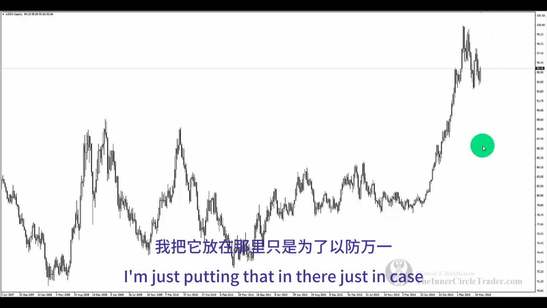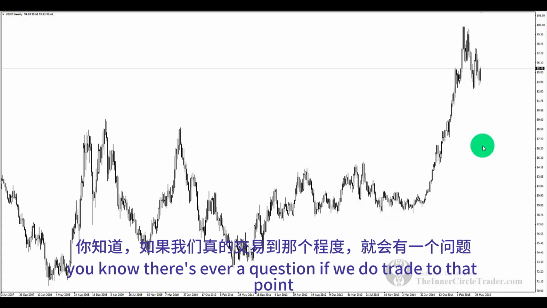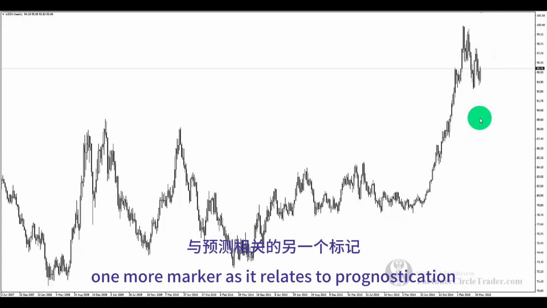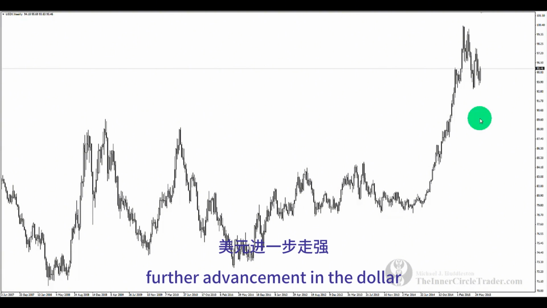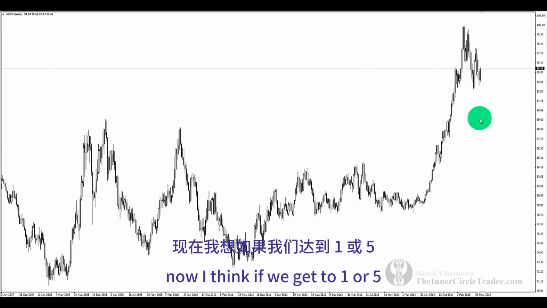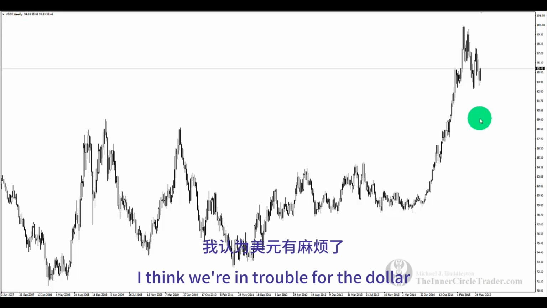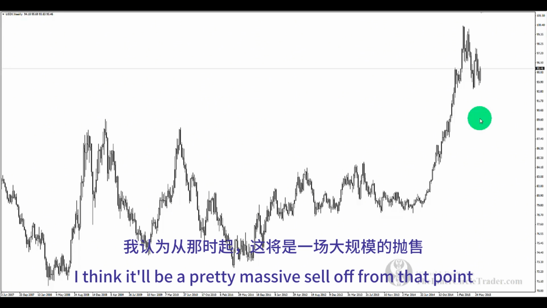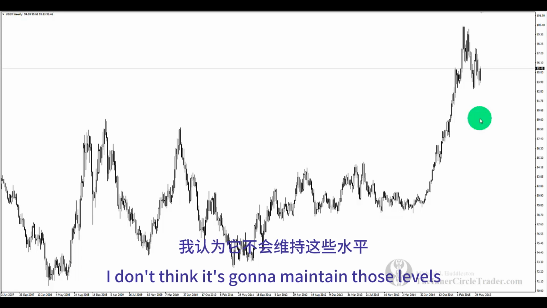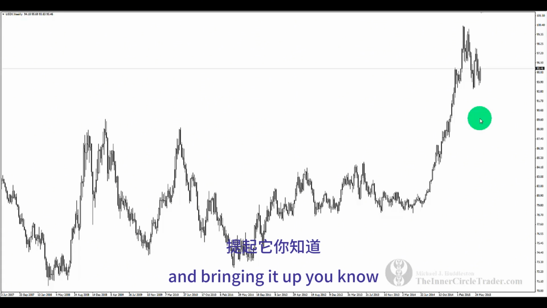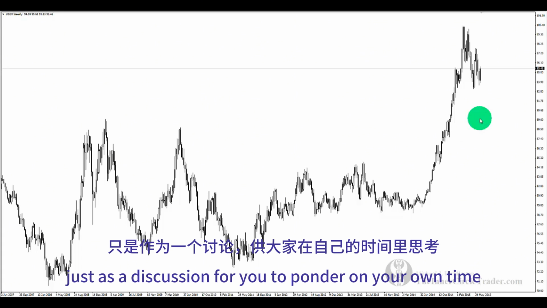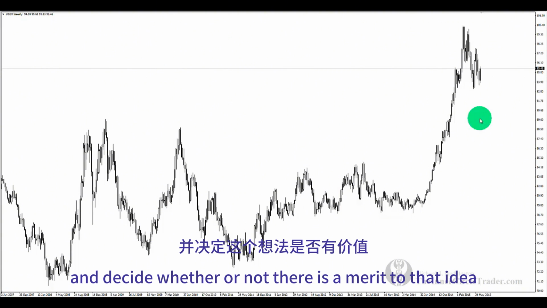And at the time of this recording, I'm just putting that in there just in case there's ever a question. If we do trade to that point, one more marker as it relates to prognostication and looking for potentially further advancement in the dollar. Now, I think if we get to 105, I think we're in trouble for the dollar. I think it'll be a pretty massive sell-off from that point. I don't think it's going to maintain those levels if it gets there at all. But it's outside the scope of this teaching. I just want to bring that up as a discussion for you to ponder on your own time and decide whether or not there is any merit to that idea.